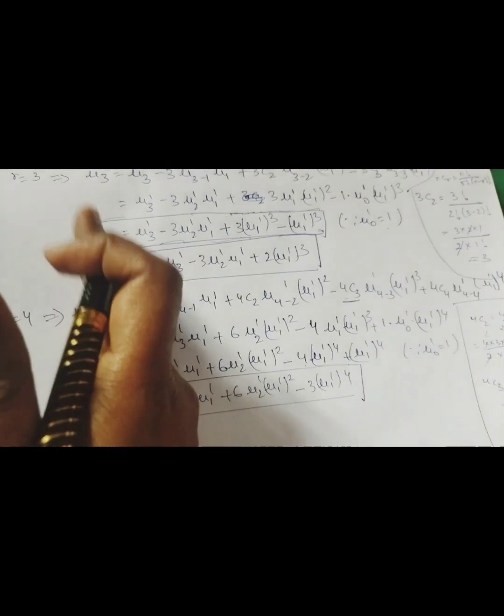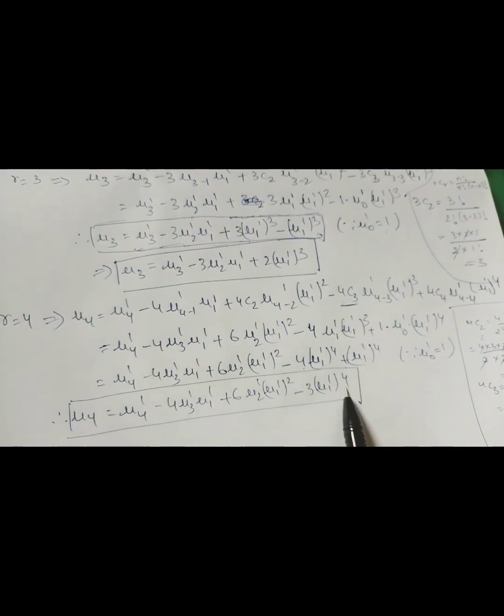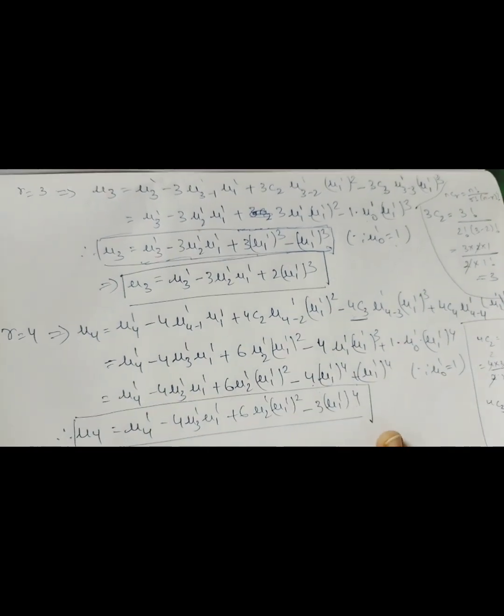You can observe here, in the 4 central moments, all the left sides are central moments and the right sides are non-central moments. So if you have any doubts, you can comment in the comment section.